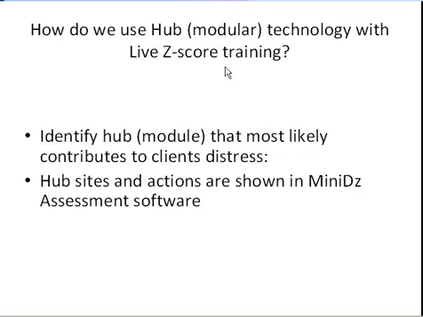How can we use hub or modular technology with live Z-score training and neurofeedback? Once we identify the hub or module that most likely contributes to our client's distress, we know where to put our electrodes. Hub sites and actions are clearly shown in the Mini DC assessment software package.